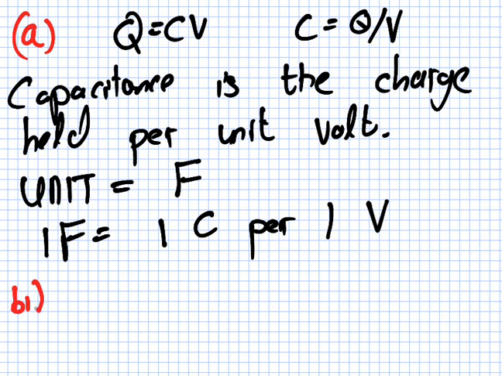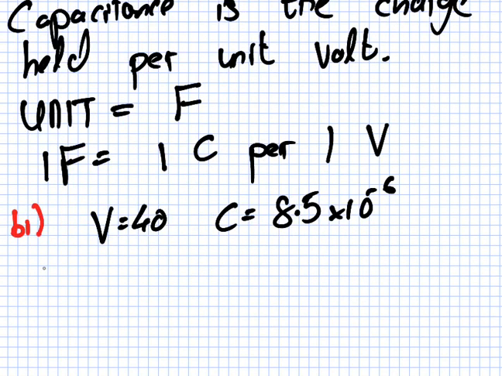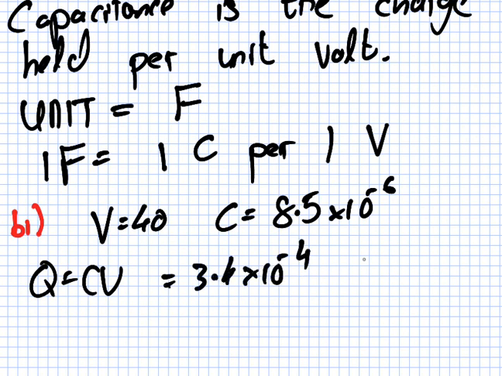Okay, B part 1, we have now the voltage is 40 volts, the capacitance is 8.5 microfarads, and we want the charge. So Q equals CV, multiplying the two numbers, 8.5 times 40 times 10 to the power minus 6. I got 3.4 times 10 to the minus 4 coulombs.